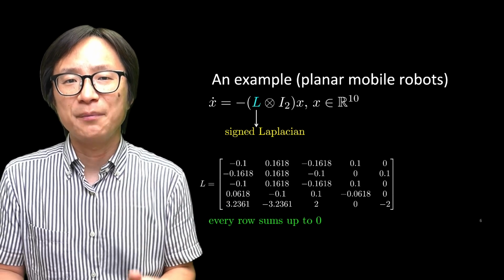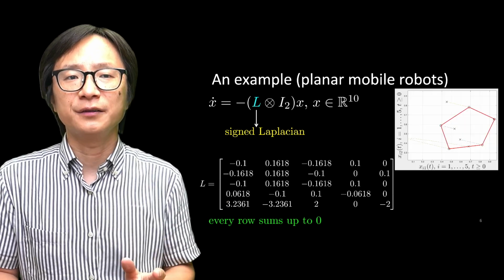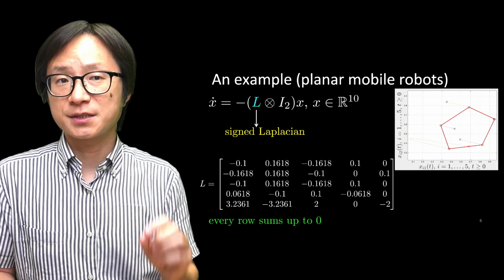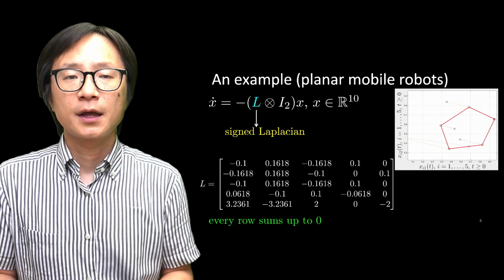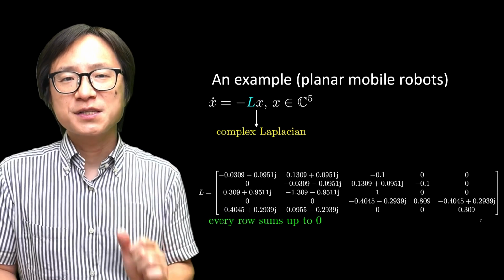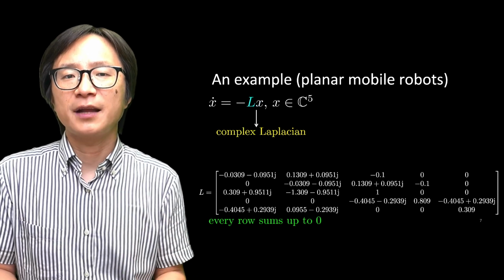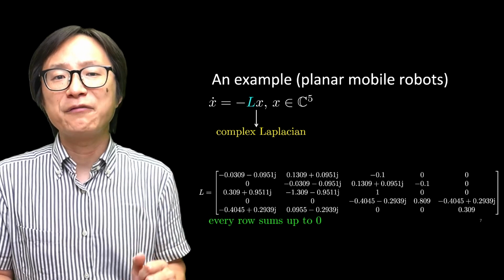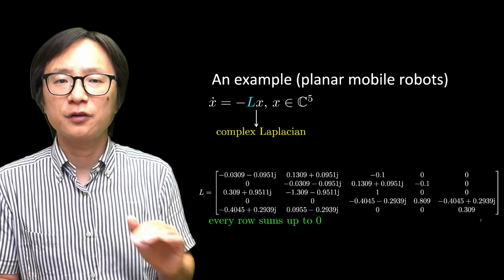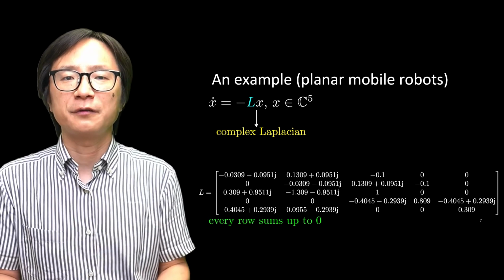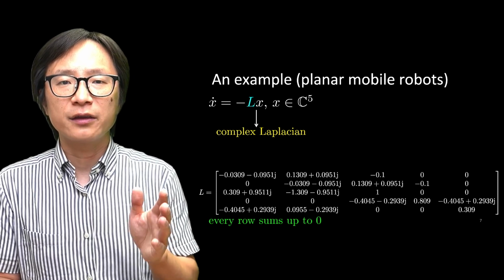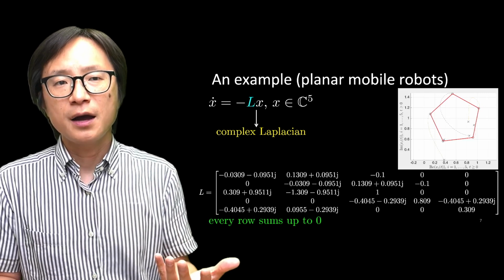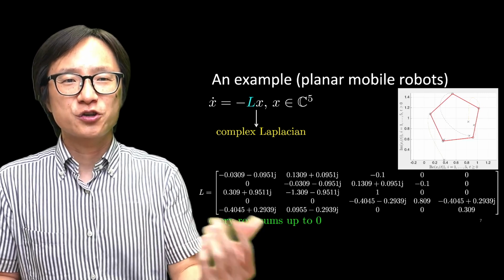The interesting fact about the signed Laplacian is that it can lead to a formation global behavior instead of just a rendezvous to a point. What if we further allow the entries of the Laplacian matrix to be complex numbers? And this is known as the complex Laplacian, although we still have every row sums up to 0. So this is the same across all types of different Laplacian matrices. And this complex Laplacian can also lead to the formation of a regular geometric shape.